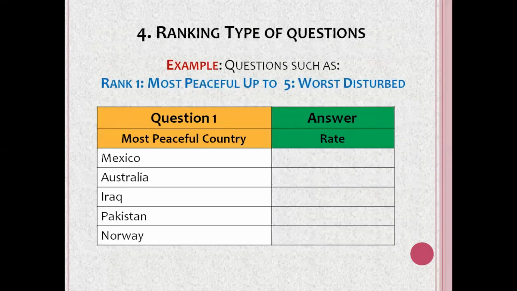Next is the ranking type of question. For example, if I give a list of five different countries and I ask you to rank these countries in terms of the most peaceful and the most disturbed, rank them with 1 as the most peaceful country and up to 5 as the worst disturbed country.